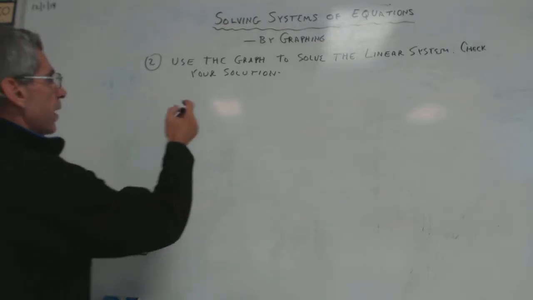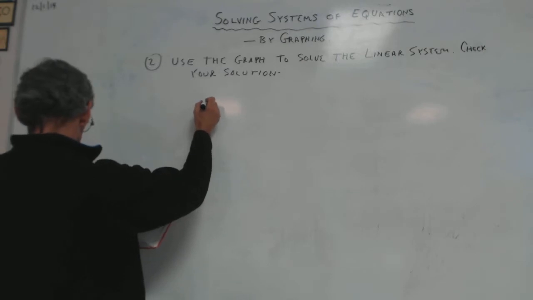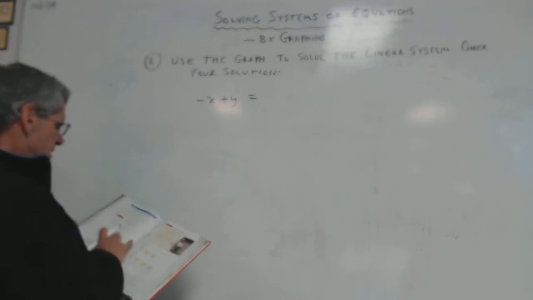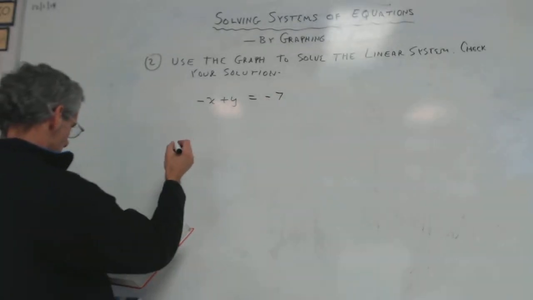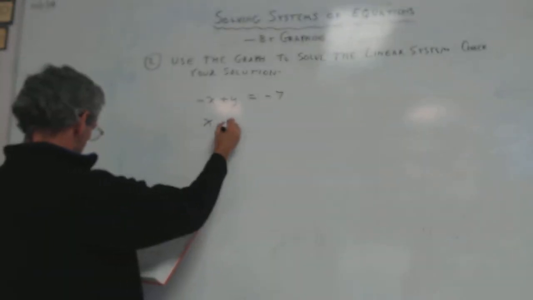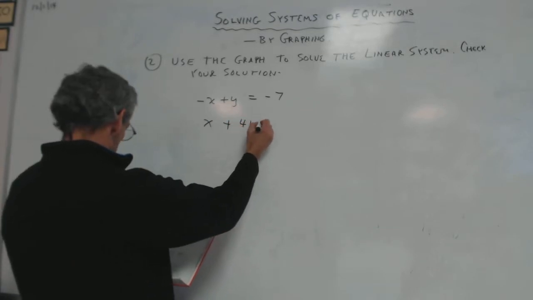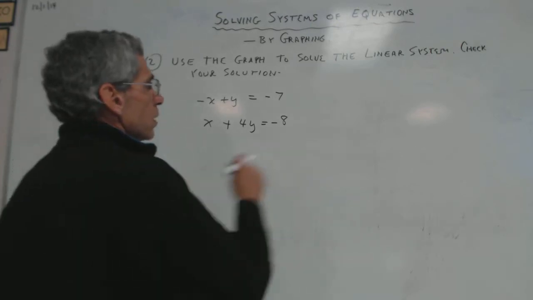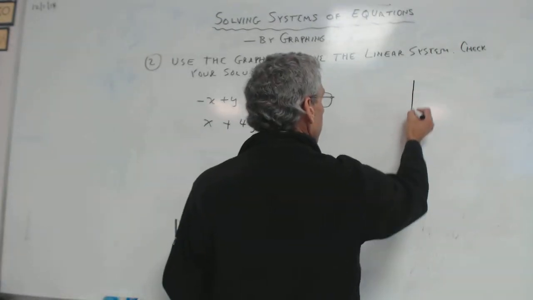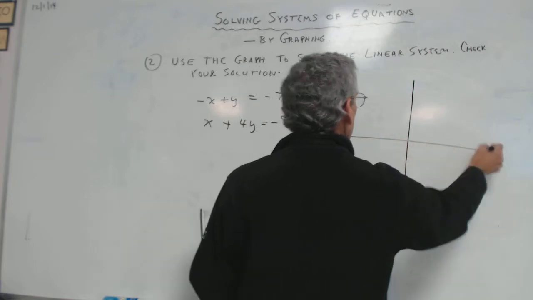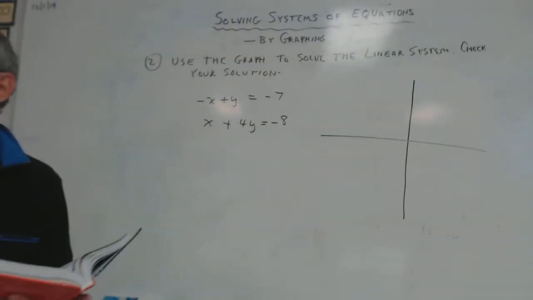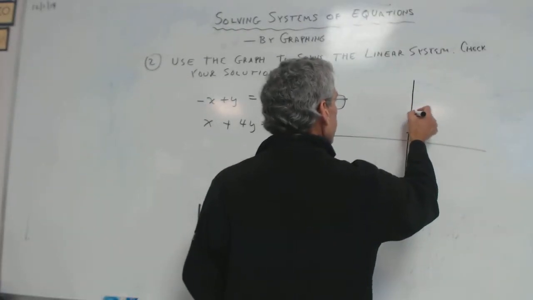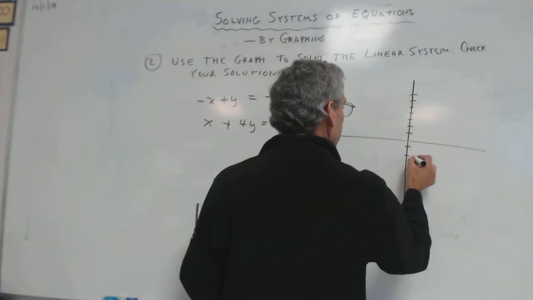Alright, so let's say I gave you this: negative x plus y is equal to negative 7, and x plus 4y is equal to negative 8. And I'm going to graph this really quickly. On the homework you're going to see the graph already done, so I'm just trying to do this for you really fast.